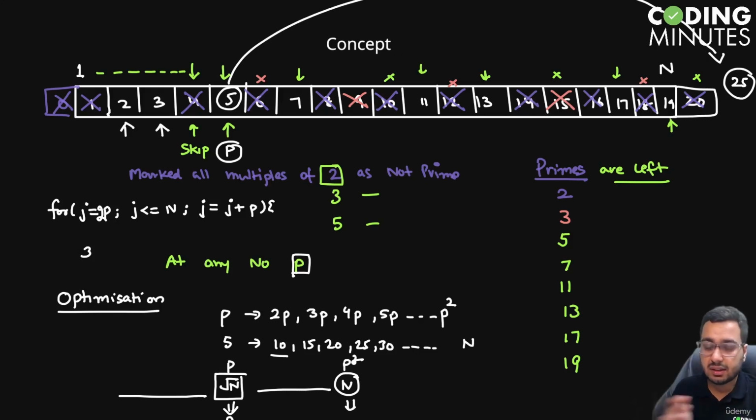If I write it the other way around, let me use a different color for this one. If this number is p, then it must be p square. So what I'm saying is, for a number n, we have already iterated till this number, for all the numbers which are in this range, less than n.